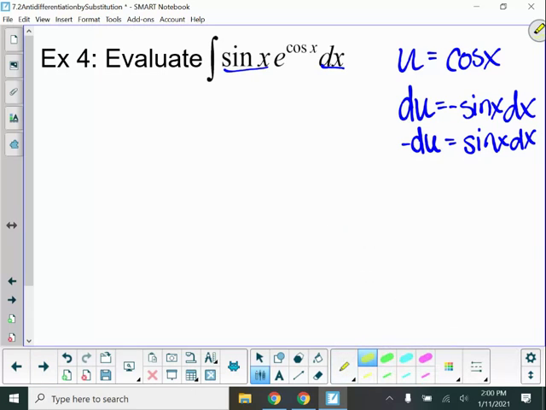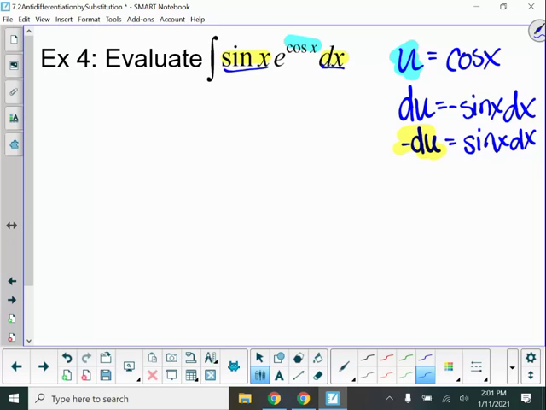So I'm going to highlight what I'm substituting in. So the sine of x dx is going to change into a negative du, and the cosine of x is going to change into a u, and then the e is going to stay an e. So I could rearrange this and make this e to the cosine of x times sine of x dx to get them beside each other to do the negative du, but that's not necessary. You don't actually have to do it that way.